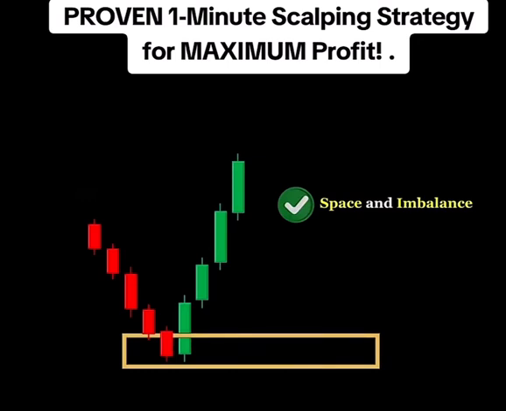A strong zone creates a clear imbalance in the market, leaving a noticeable gap. This imbalance shows that institutions have driven the price action, leaving room for the market to react when it returns to the zone. Zones with minimal space or clutter around them often lack the momentum needed for a reliable trade.